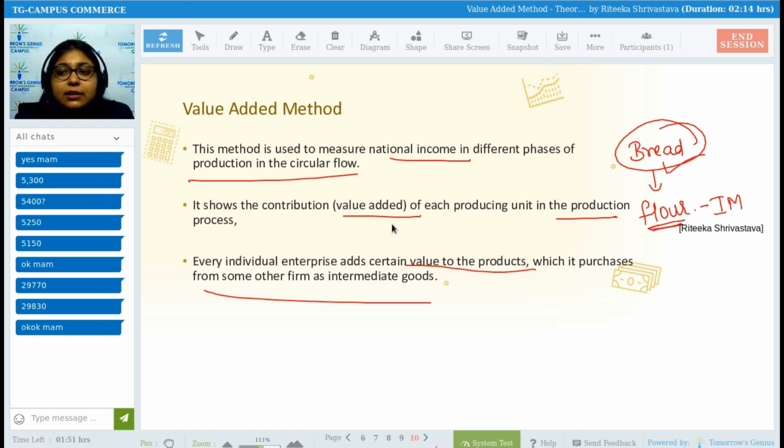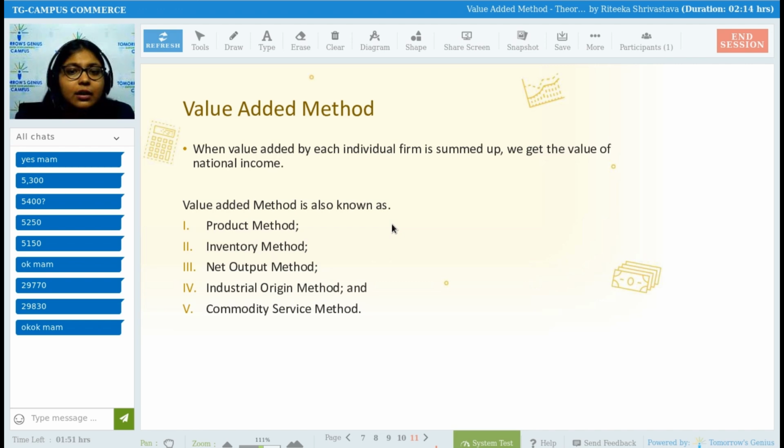Now, this seller of bread is not going to get the flour free of cost, right? The seller will pay something to this miller for purchasing that flour. So that is a contribution which has been made from the miller's end. When value added by each individual firm is summed up, we get the value of national income.